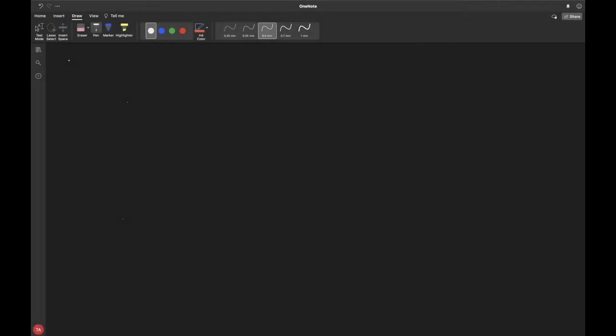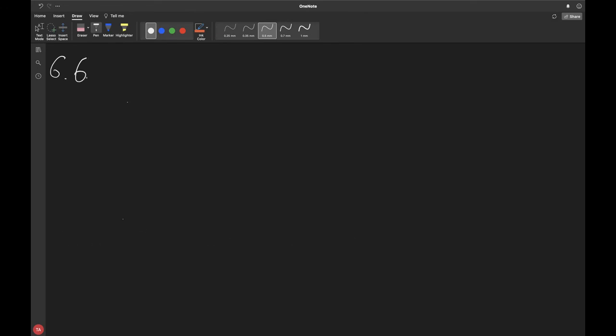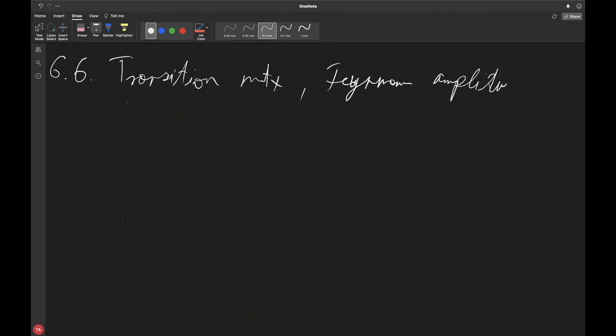Let's now speak about 6.6, the transition matrix and the Feynman invariant amplitude. So actually, these things are not really changing anything in the physics of the discussion. It's rather a change in how we present this.